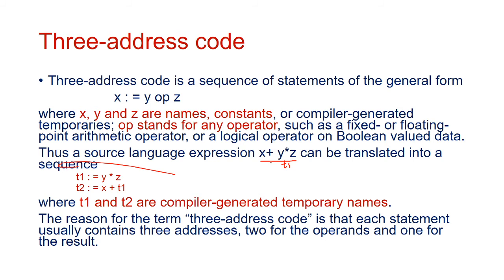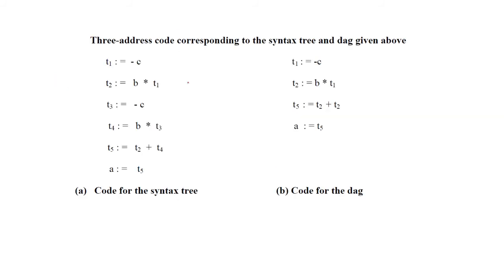So similarly, let us do it for the given example. So we were given here a equal to b into minus c plus b into minus c.